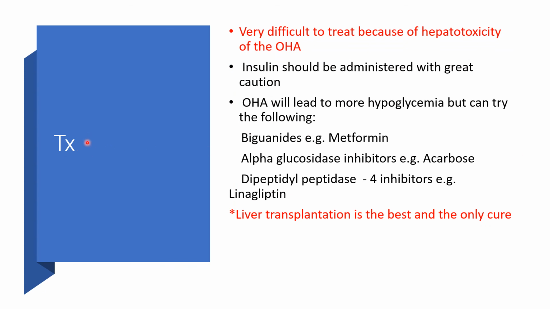Treatment of hepatogenous diabetes. This is very difficult to treat. Why that? Many of the oral hypoglycemic agents will have hepatotoxicity. Remember, the liver is already in trouble. Now, you want to give medication that will add salt to the injury, right? Insulin should be administered with great caution. Why that? They are prone to hypoglycemia already. So, oral hypoglycemic agents will lead to more hypoglycemia, but you can try the following. Just know that, so be careful too. That's why I say it's very difficult to treat.